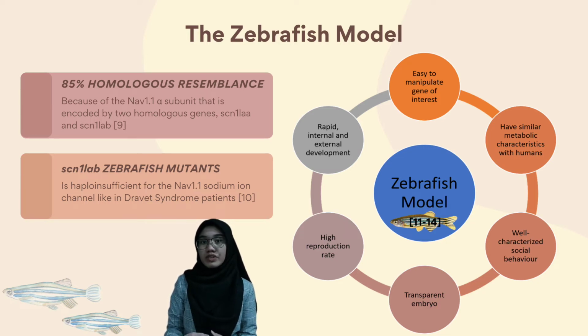This fish is much preferred among researchers in this field because of their inexpensive maintenance. They also can produce large progenies at a single time and have transparent embryos which are easy to manipulate and observe. Moreover, they save a lot of research time because they have rapid internal and external development.